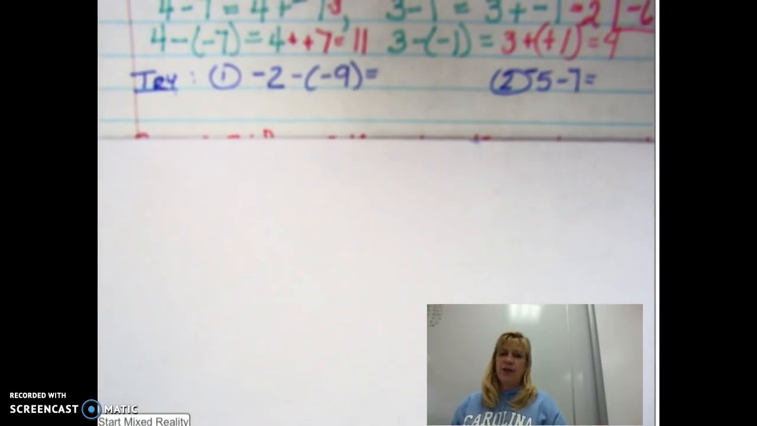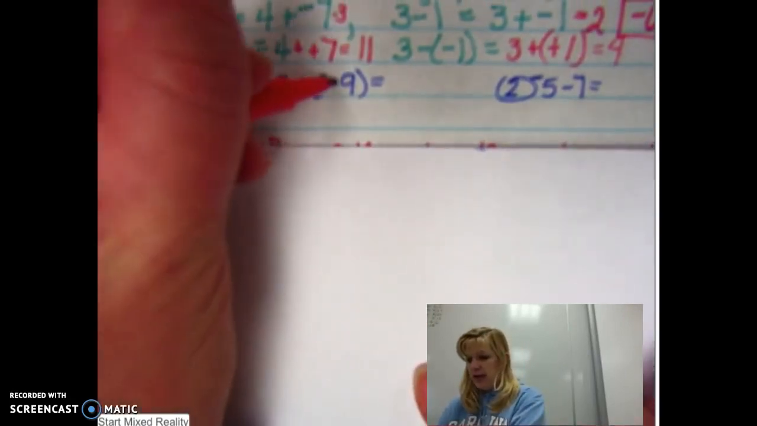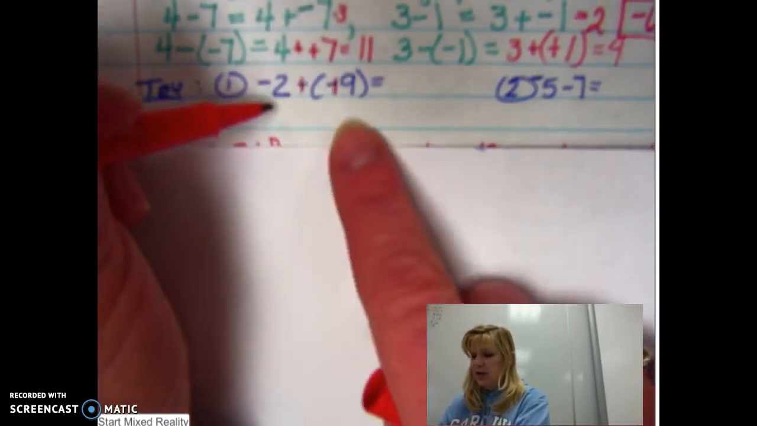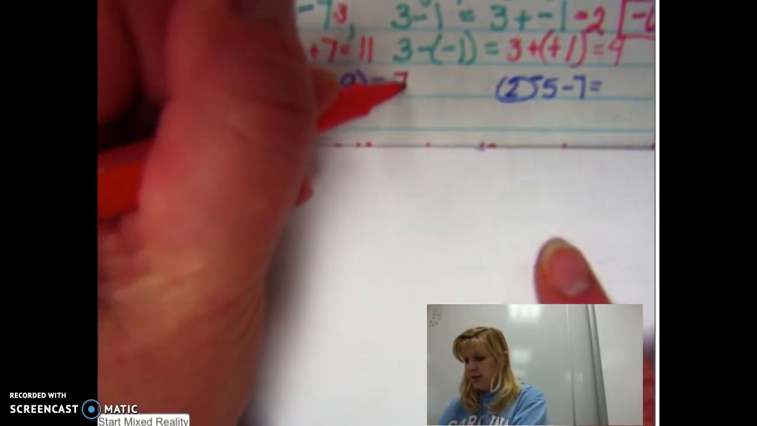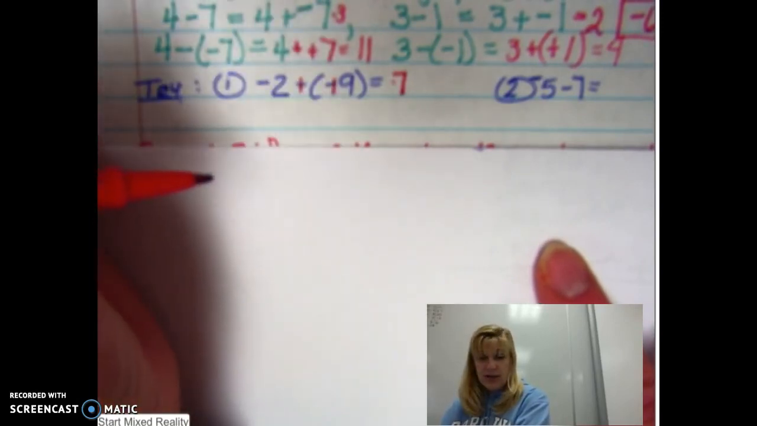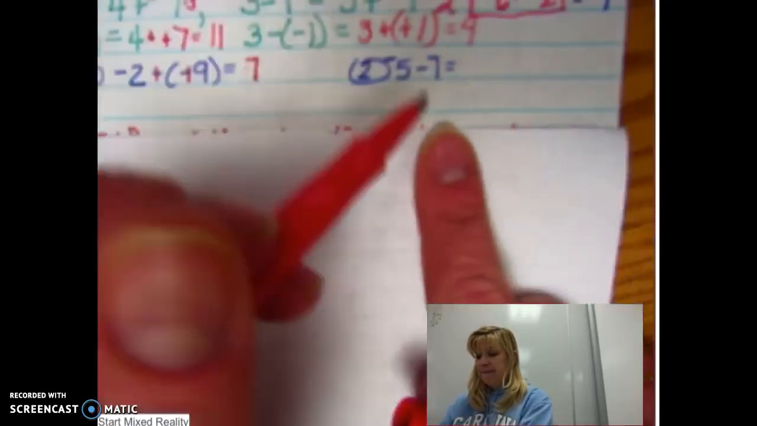Okay, so for the first one, 2 minus a negative 9, I am going to add the opposite. I have a negative 2 plus 9, and I know the signs are different, so I need to find the difference. So I know it's a 7, and the positive 9 wins out. So I know that I'm at a positive 7.